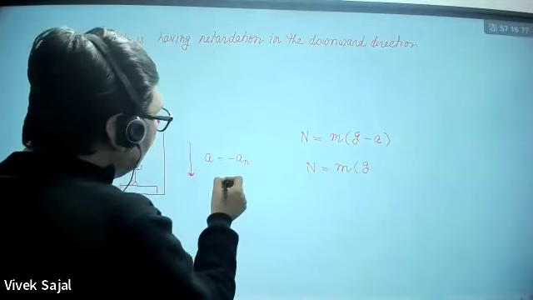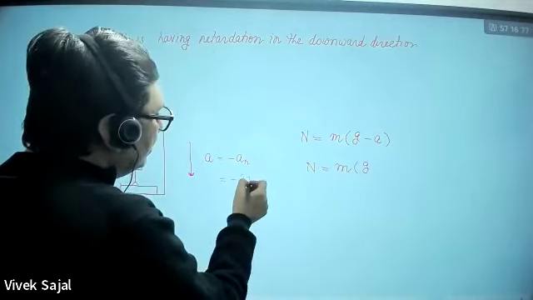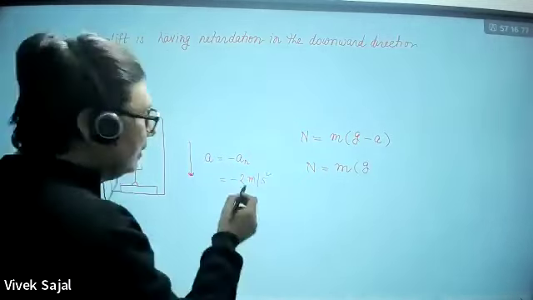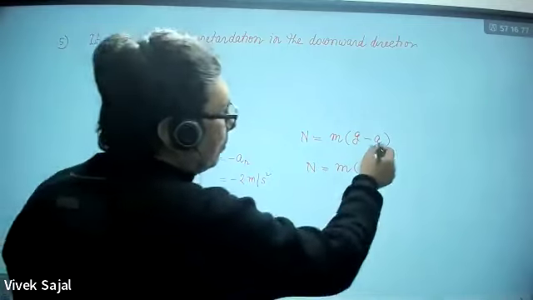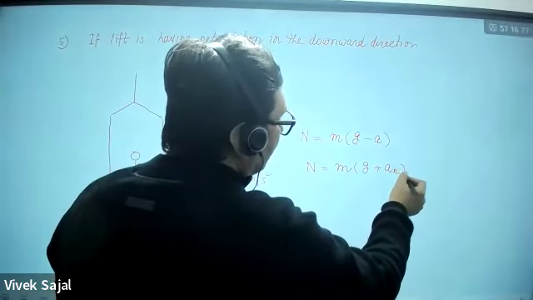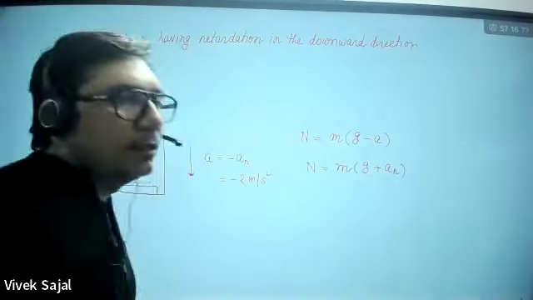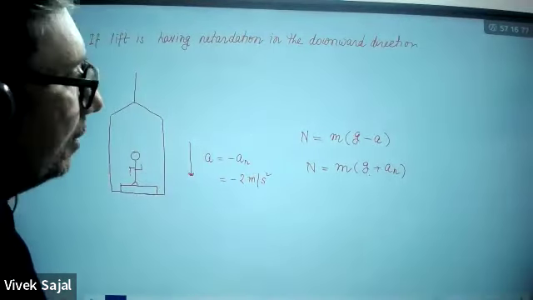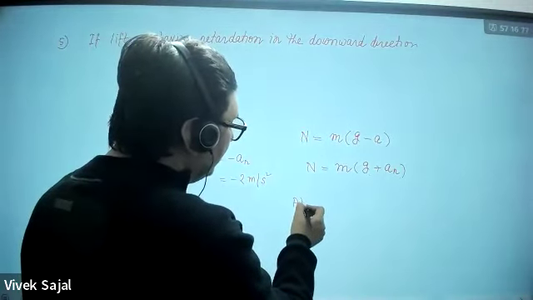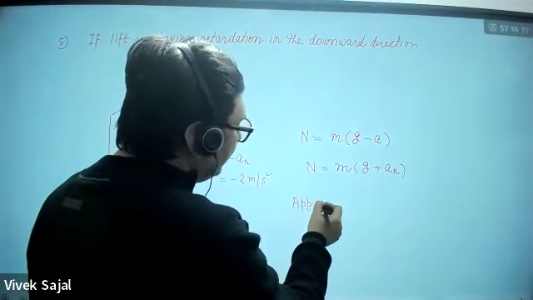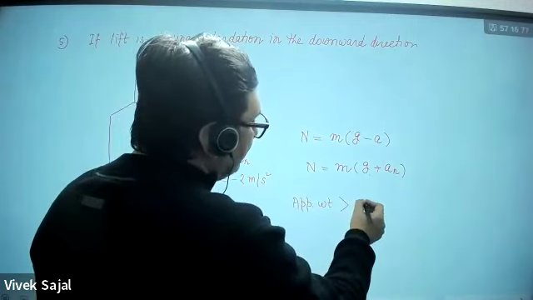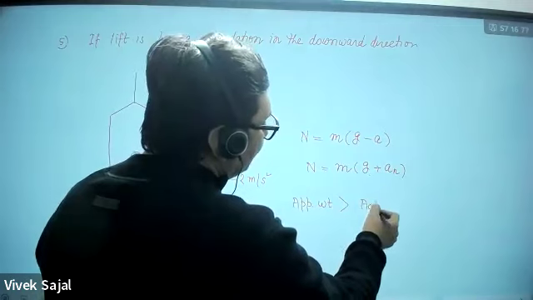It will be like this, for example, 2 meter per second square. So here this a_R will be a number. So minus minus plus, this will be a_R. So this will be 9.8 plus 2. So in this case, the apparent weight is greater than the actual weight.